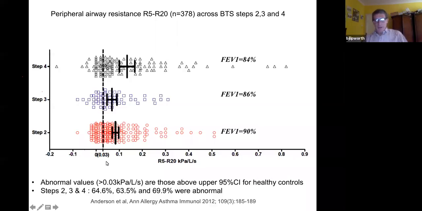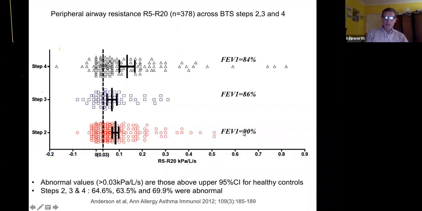If you want to convert that to centimetres of water, all you need to do very simply is multiply by 10. So 0.03 is 0.3 centimetres of water. So here's the FEV1 in these groups. And you can see the FEV1, even in the step 4 patients, is pretty well preserved, a mean of 84% predicted. But let's look, for example, at step 2.